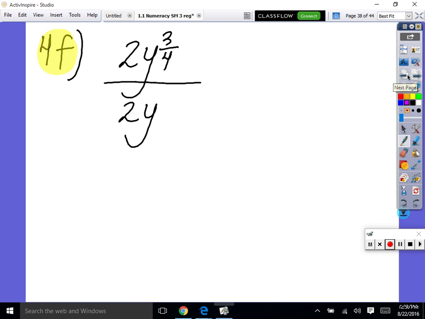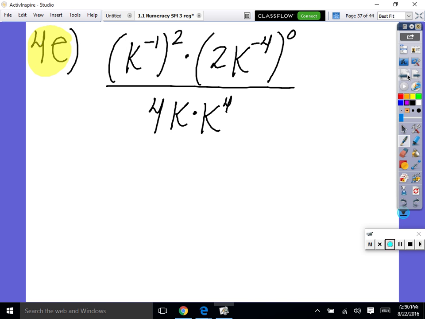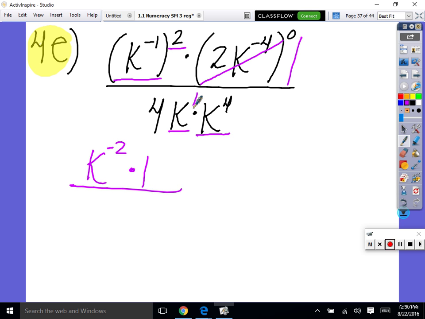Should we do... Oh, I wanted to do this. Let's see. Yeah, let's do this one. So, look, guys. Raising powers to a power, you multiply, right? So we have k to the negative 2 times... Look, isn't all this stuff being raised to the 0 power? So that becomes 1. And on bottom, we have 4 times k to the 4th. Isn't that a 1? When you multiply, you... So we have 4k to the 5th.